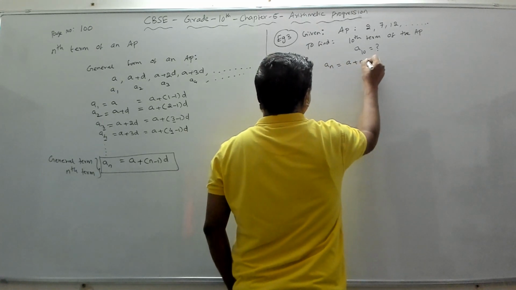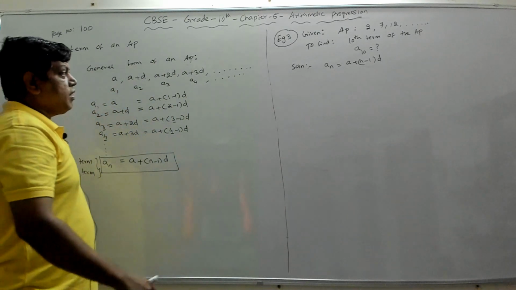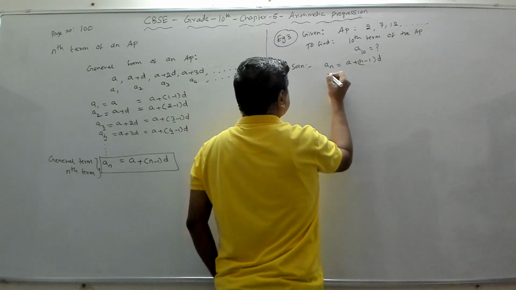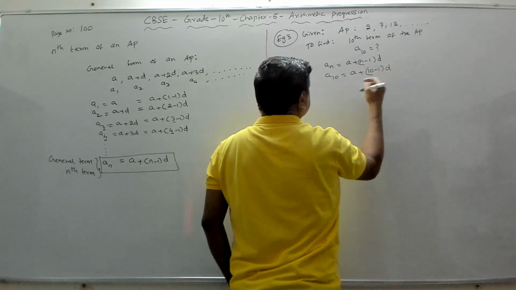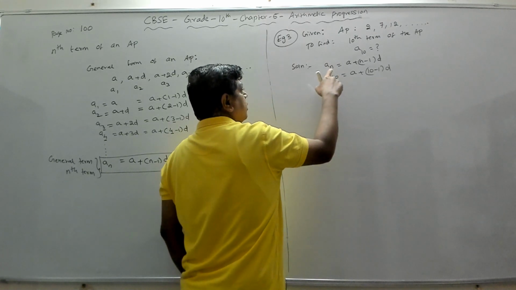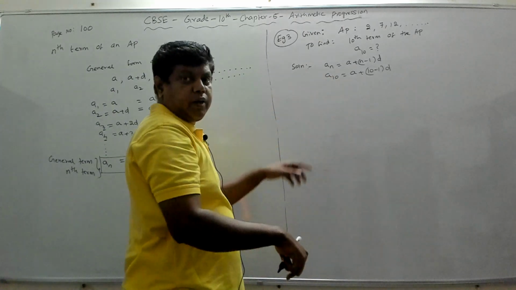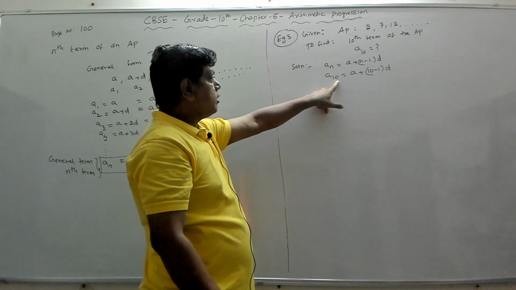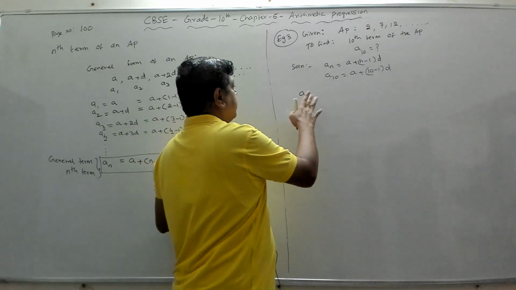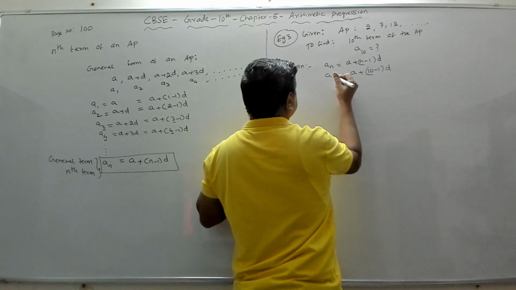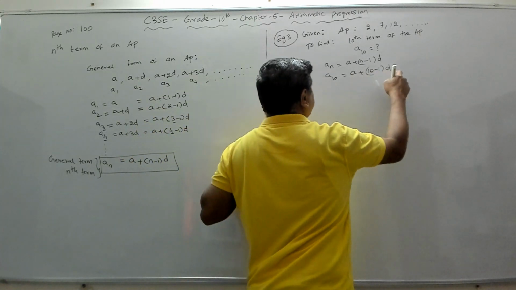an is a plus n minus 1 into d, which is this. And we want to find a10. 10th term means we should find a10, which is a plus 10 minus 1 into d. So in the place of n, I am putting 10. You will write a suffix 10, below a, you will write a small 10, a10. This is a small n suffix n. So a10 is equal to a plus 10 minus 1 into d.